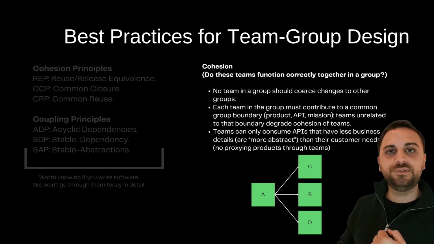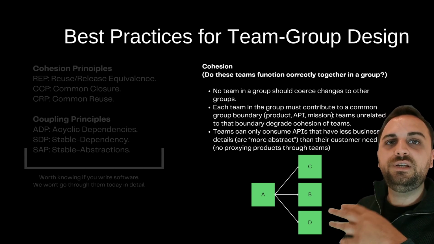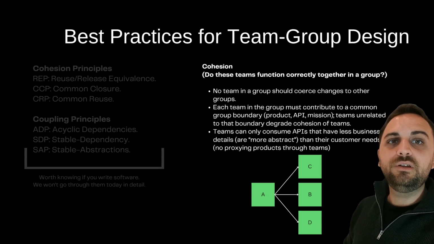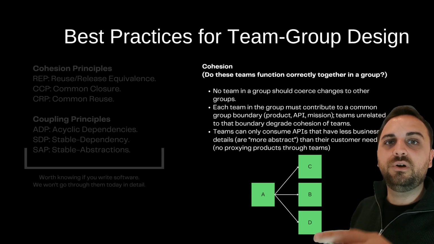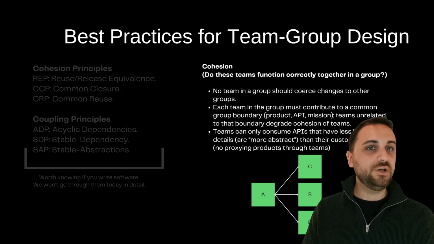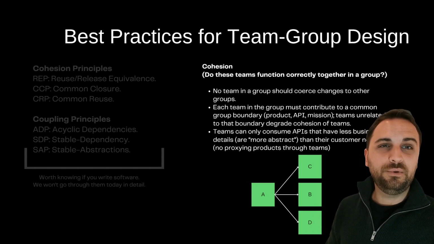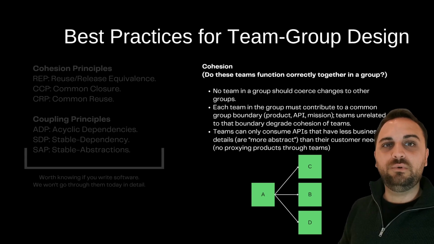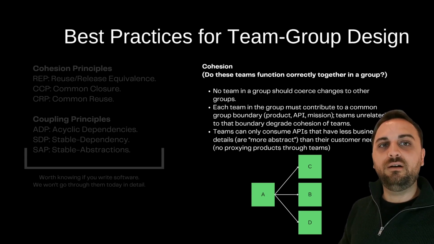So there's an interesting principle here that we can extract, which is no team in a group should coerce changes to other groups. Each team in the group must contribute to a common group boundary, product, team API, mission, ideally, all three, but maybe not always possible. Teams unrelated to that boundary will actually degrade the cohesion of those teams.